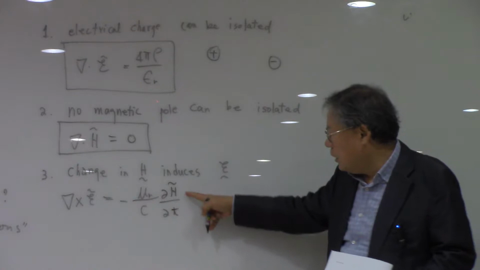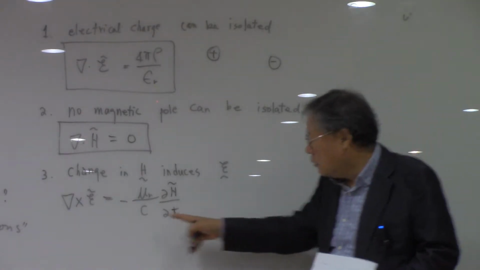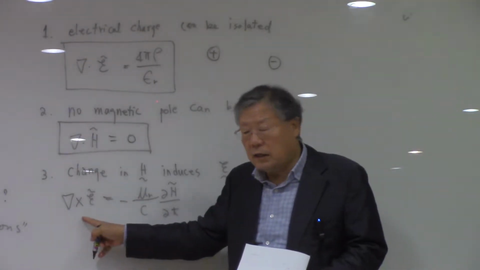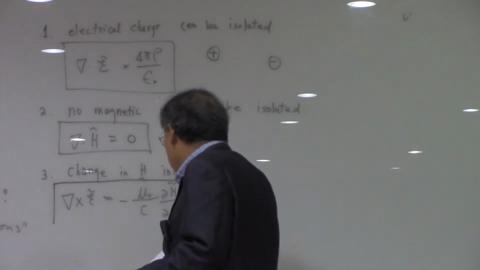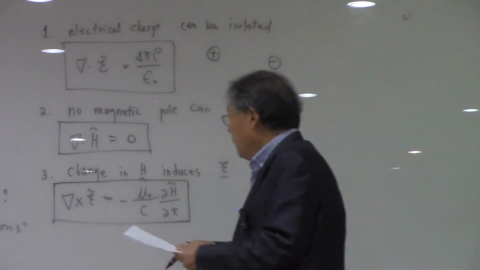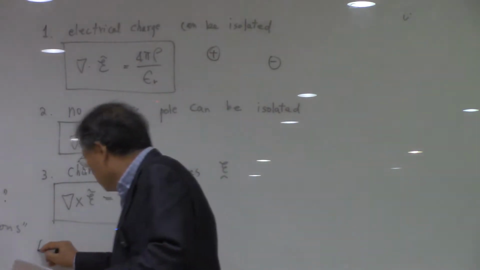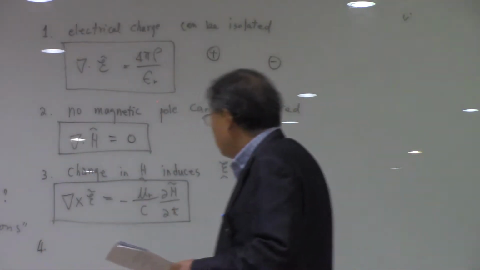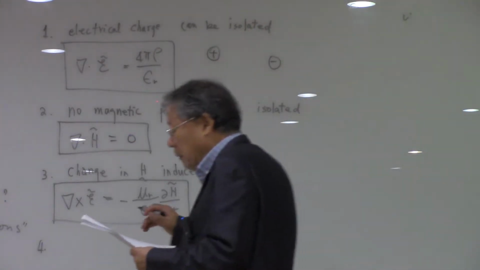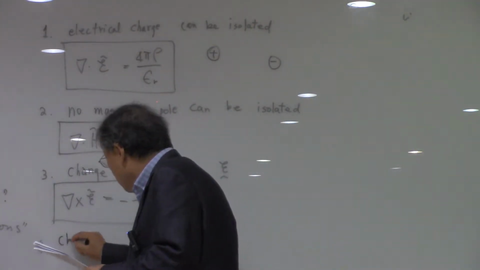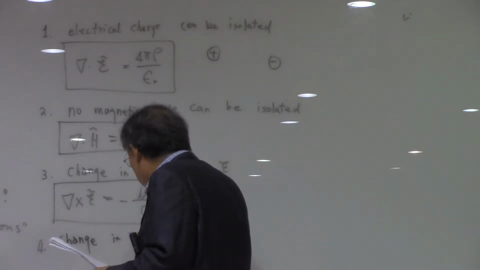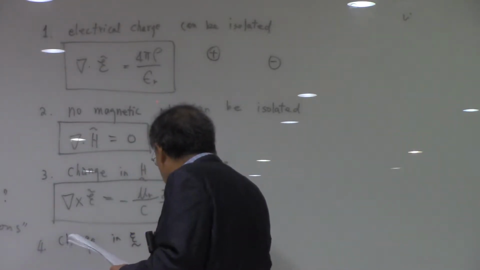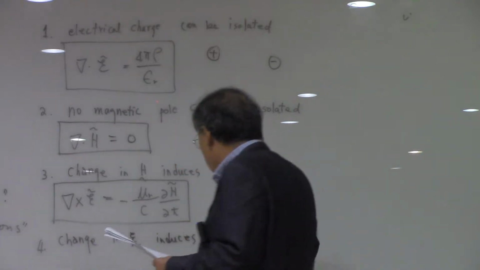The change in the magnetic field is going to induce the electric field. Okay? That is the third Maxwell equation. Now, the fourth Maxwell equation is that a change in electric field induces a magnetic field.